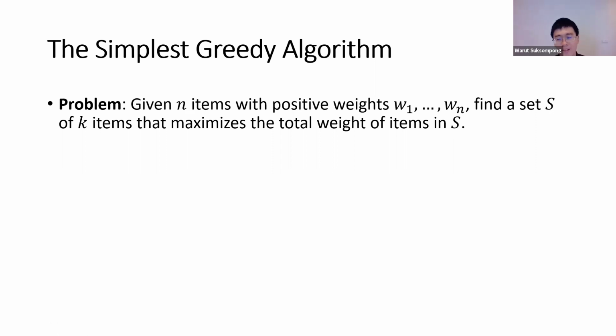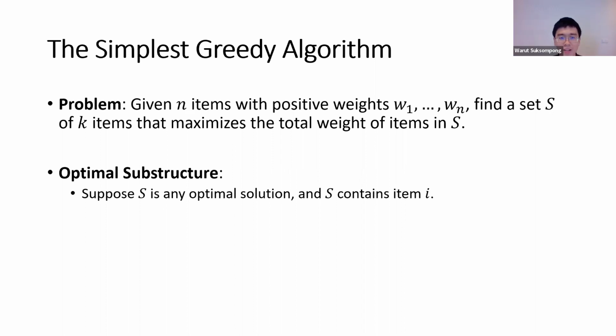Exactly, this should be quite clear. Which k are you going to take? If you just care about the sum, then you're just going to take the highest k items, the k items with the highest weights. But let me go through this in detail anyway to demonstrate the elements of a greedy algorithm. So what's the optimal substructure here?